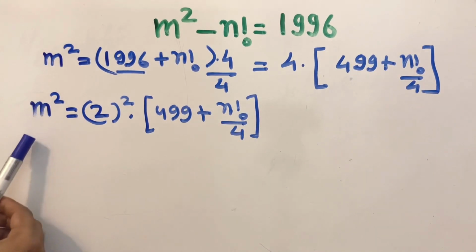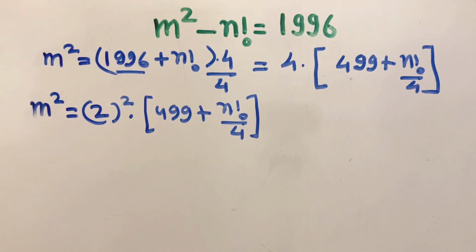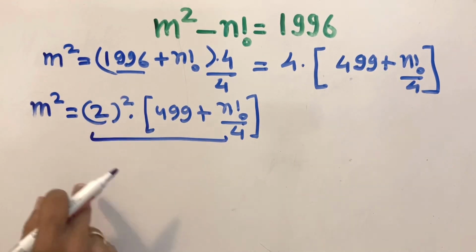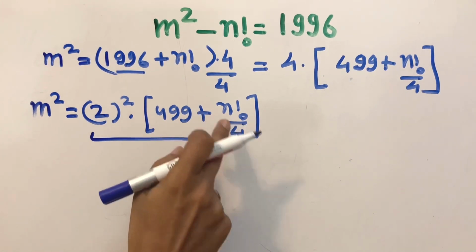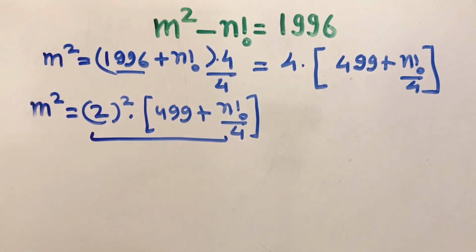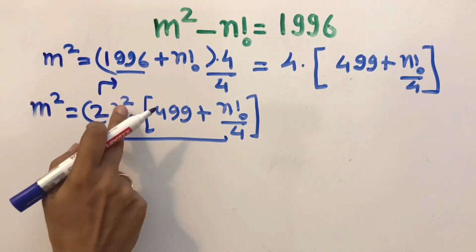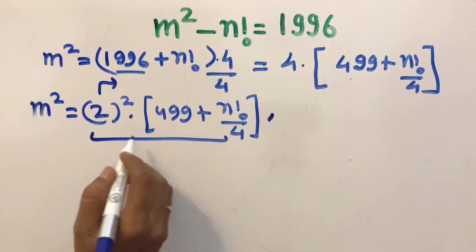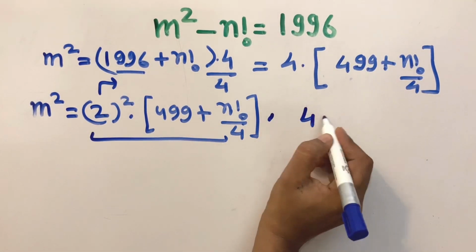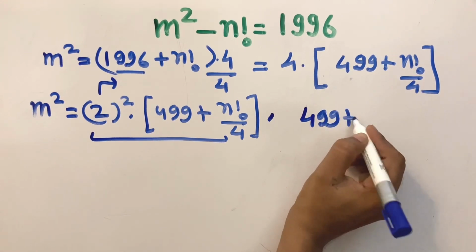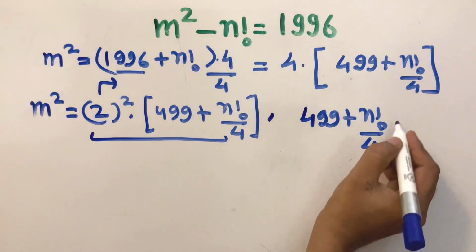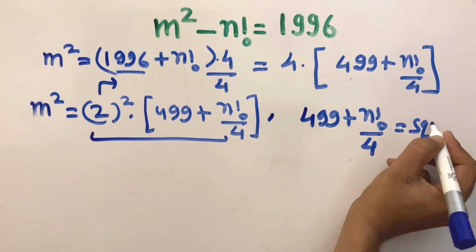Well, as the left side of this equation is the square of m, therefore the term 2 square multiplied by 499 plus n factorial divided by 4 shall also be a square. As we can see, 2 square is already a square term, therefore to make this whole term a square, the term 499 plus n factorial divided by 4 shall also be a square.